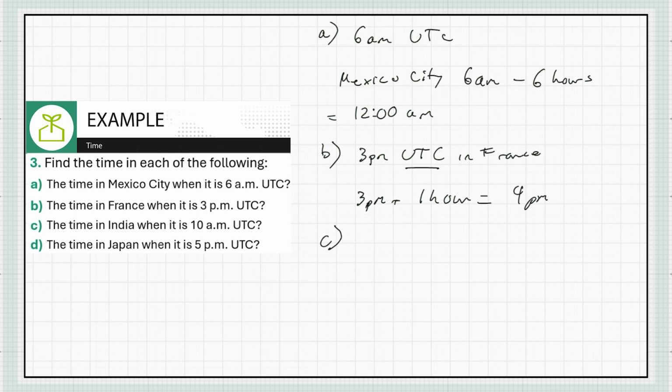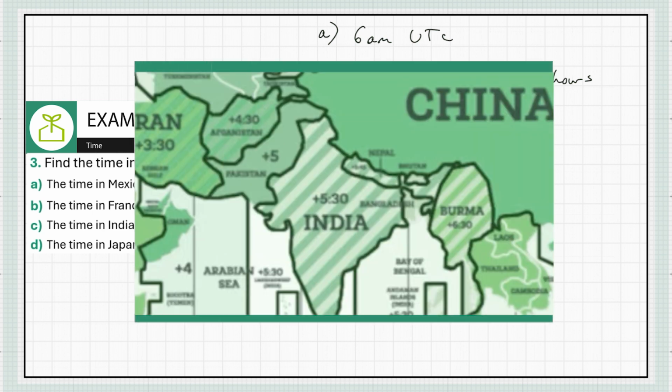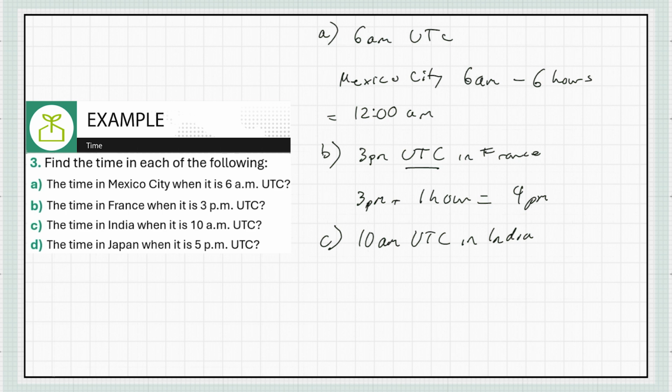For C, we have the time in India when it is 10 a.m. UTC. So 10 a.m. UTC in India. Alright, let's go find India. India is here at 5:30, so 5.5 hours. So it's plus 5.5 hours. So we do 10 a.m. plus 5 hours 30 minutes.